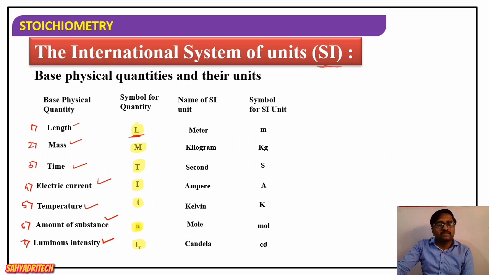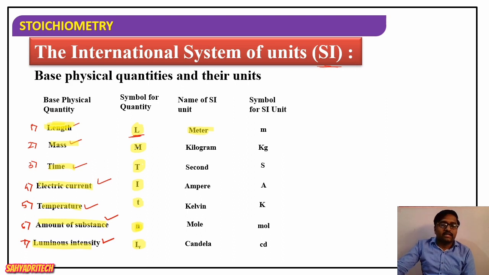How many physical quantities are there? According to the SI system, there are seven: length, mass, time, electric current, temperature, amount of substance, and luminous intensity, with their respective symbols. Now, if you consider the SI unit of measurement, if I want to measure the length of any object, according to the SI system, the length is measured with the help of the unit meter. So the SI unit for length is the meter.